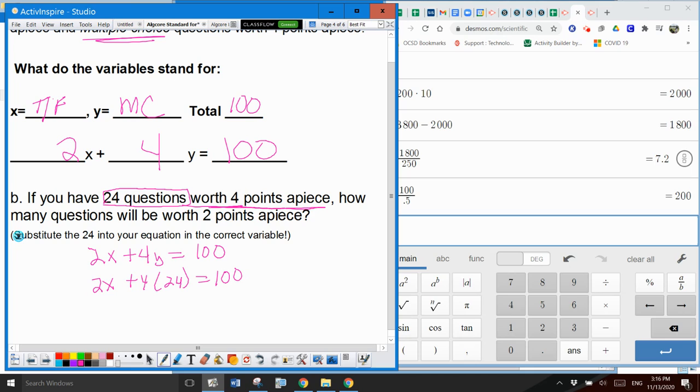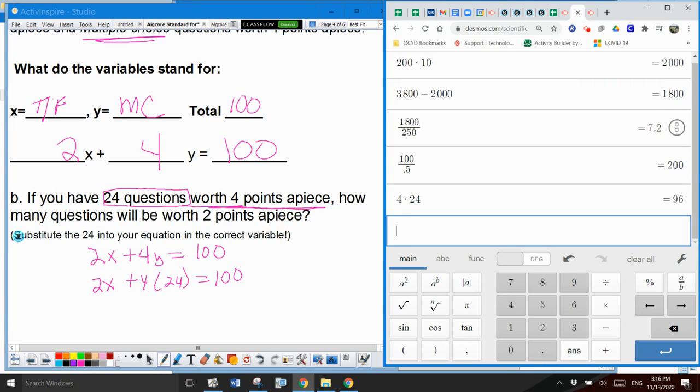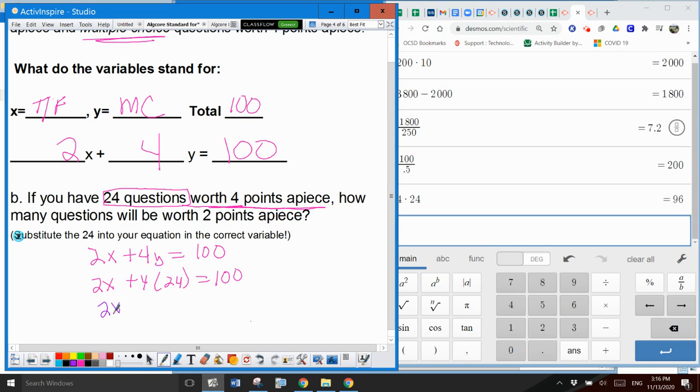Okay, take a minute, hit pause, see if you can solve this. Okay, let's see how you did. The first thing I need to do is 4 times 24. That gives me 96. So 2x plus 96 equals 100. And solving this, I'm going to subtract 96. So I have 2x equals 100 minus 96, which is 4. Divide by 2, x is 2.